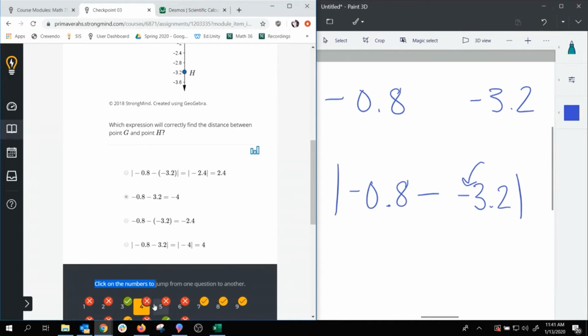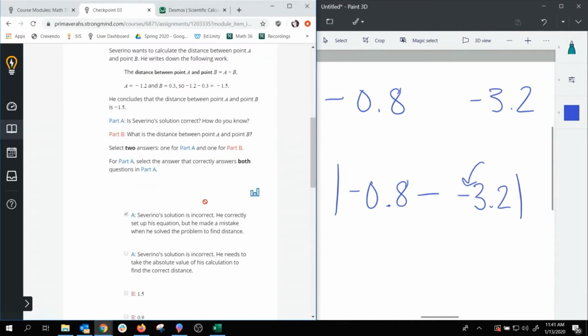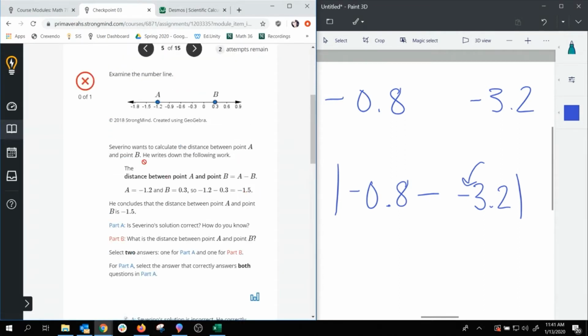All right, number 5. We have another number line, and he wants to calculate the distance between point A and point B. He writes down the following. He says that we have A minus B, and A is negative 1.2 and B is 0.3. So he has negative 1.2 minus 0.3. That looks good. He set it up correctly. And it says it's equal to negative 1.5.